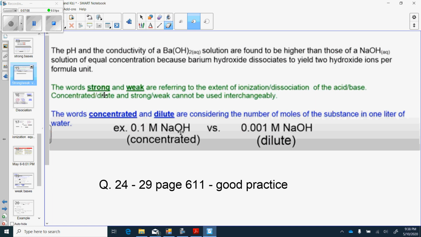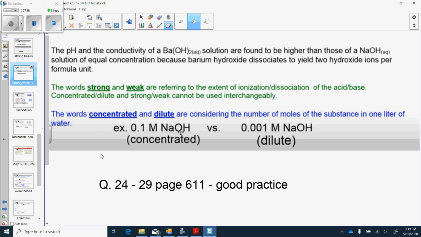The words strong and weak, hopefully we're okay with that now. That's all about how well they dissociate or how well they break apart. So the words strong and weak are referring to the extent of ionization or dissociation of an acid or a base. Okay, so if they break up very well and they have 100% ionization, we say they're strong bases, they're strong acids. If they have low ionization, for example, acetic acid 1.3, that's a weak. So strong and weak, you're really only referring to how well they ionize in water.